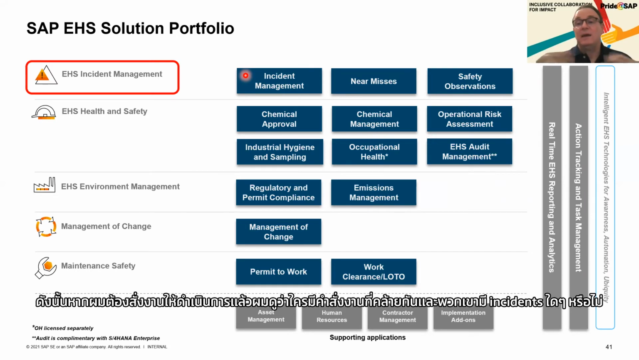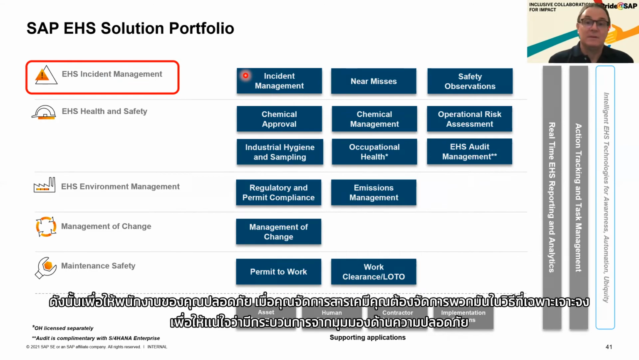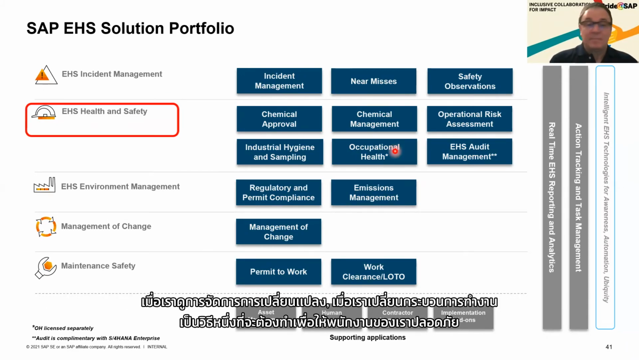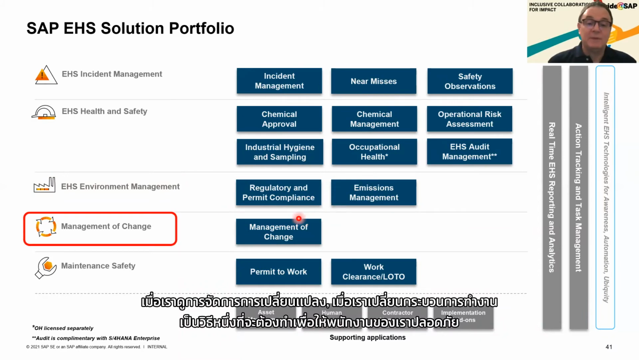So I'm going to execute a work order, and then I see who else has had similar work orders and whether they have had any incidents, to keep your employees safe. When you're managing chemicals, you need to manage them in a specific way, so there's a process from a safety perspective. When we also look at management of change, when we change a work process, there's a certain way it needs to be done so that we keep our employees safe.